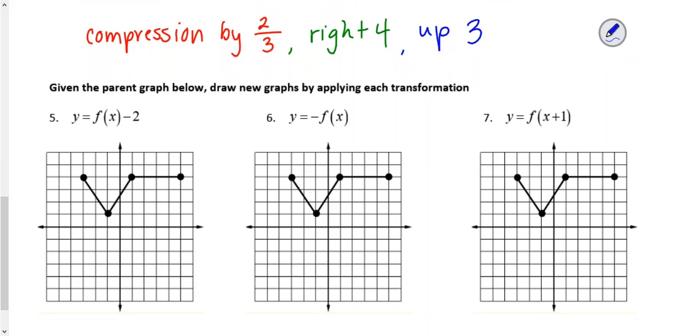So now, with 5, 6, and 7, we are given a function, and we have to apply these transformations to it. So y equals f of x, and then the -2 is at the end. That means I'm moving each point down 2. So I'm going to take this first point, move down 2, down 2, down 2, and down 2. And then you just connect. Your new graph should have the same shape as your original graph.